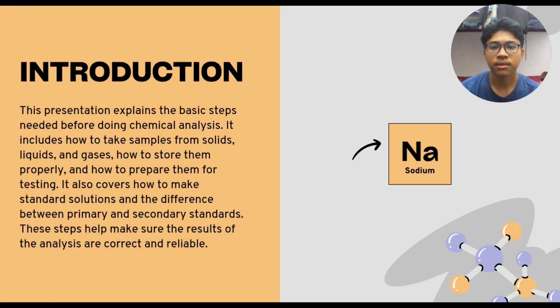Introduction. This presentation explains the basic steps needed before doing chemical analysis. It includes how to take samples from solid, liquid, and gases, how to store them properly, and how to prepare them for testing. It also covers how to make standard solution and the difference between primary and secondary standard. These steps help to make sure that the results of the analysis are correct and reliable.